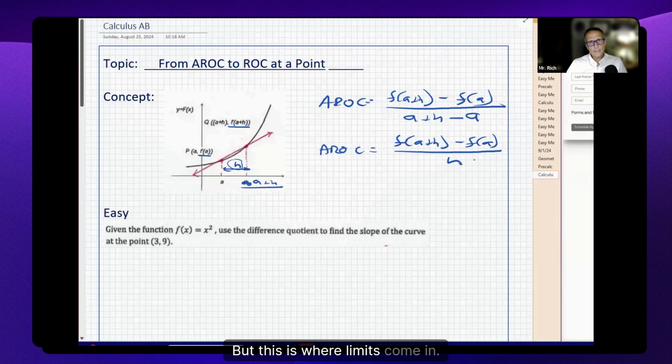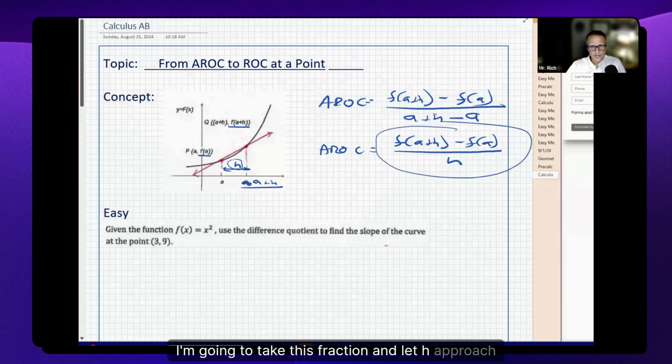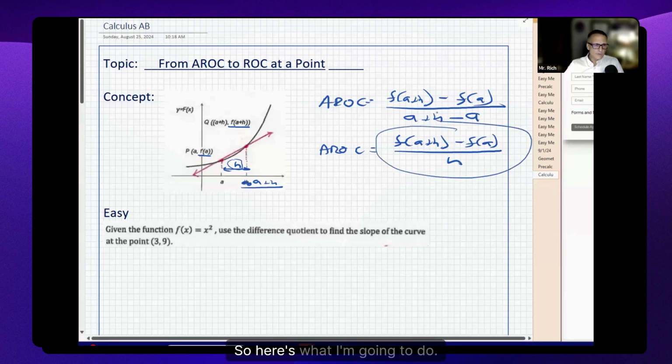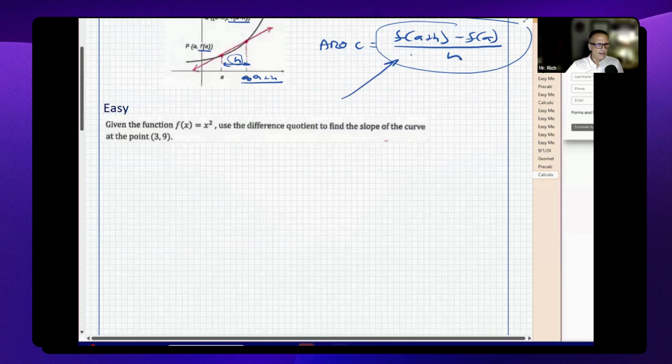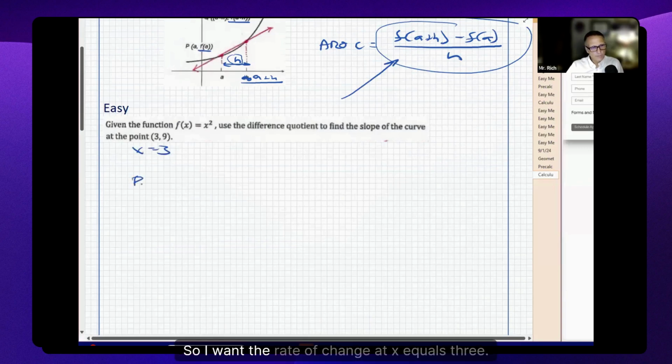But this is where limits come in, because if I want to get the rate of change exactly at point A, I'm going to take this fraction and let h approach 0. So here's what I'm going to do. I've got the function x squared, and I'm going to use what we call the difference quotient to find the slope of the curve at x equals 3. So I want the rate of change at x equals 3.